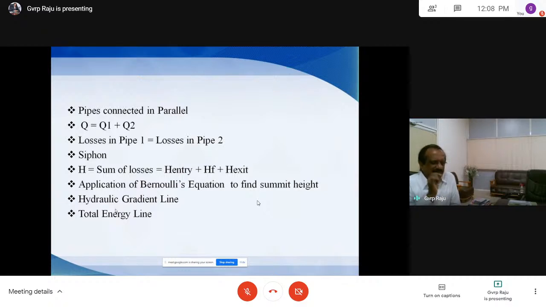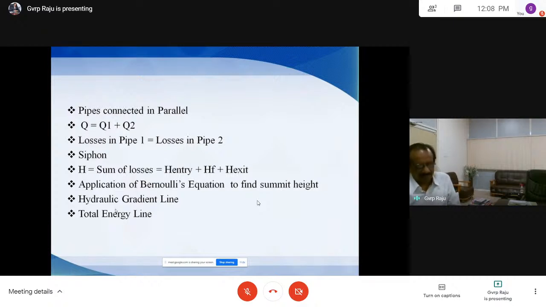So we have three heads, if you remember. What is Bernoulli's equation? Bernoulli's equation says the sum of pressure head, velocity head and datum head is constant. Suppose you take pressure head and datum head: the sum of pressure head and datum head is called piezometric head. So the hydraulic gradient line is a line which gives the sum of pressure head and datum head for the flowing fluid in a pipe.